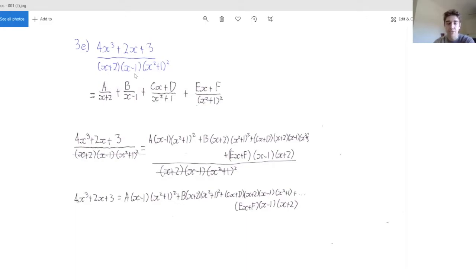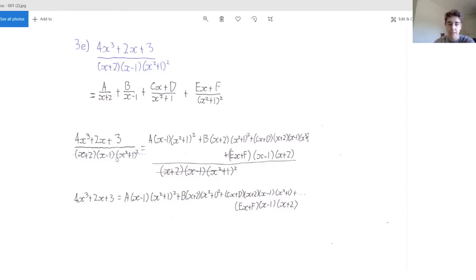So we can see we have two distinct linear factors here, x plus 2 and x minus 1. And then we also have a repeated irreducible quadratic, x squared plus 1 squared. So how we write this out is A over x plus 2 plus B over x minus 1 for the distinct linear factors. And then we use the form for the quadratic: Cx plus D over x squared plus 1, plus Ex plus F over x squared plus 1 squared for the repeated factor. Now, the next step is getting both sides over a common denominator.